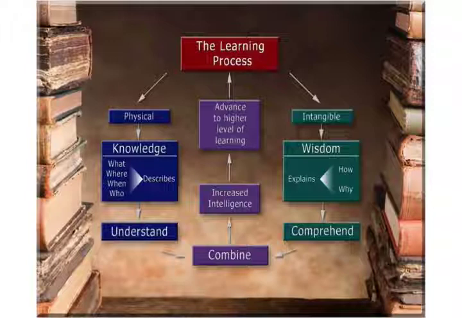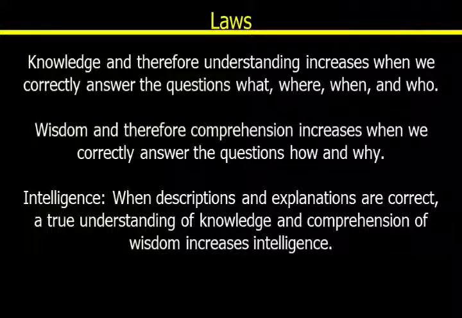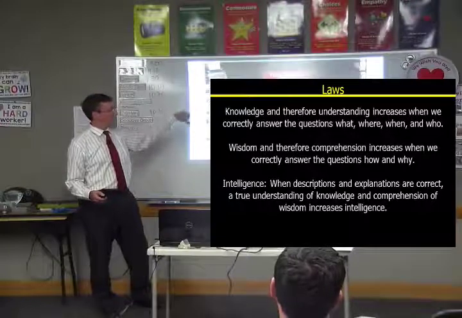Okay. All right, so from that, then we go on to the first three laws in the universal model. Knowledge, and therefore understanding, increases when we correctly answer questions of what, where, when, and who. Wisdom, and therefore comprehension, increases when we correctly answer questions of how and why. And then intelligence: when the descriptions and explanations are correct, a true understanding of knowledge and comprehension of wisdom increases intelligence. Okay? So those are the first three laws identified in the universal model, the law of knowledge, wisdom, and intelligence, respectively. And you can see how they all tie in to this learning process and why that's so important.